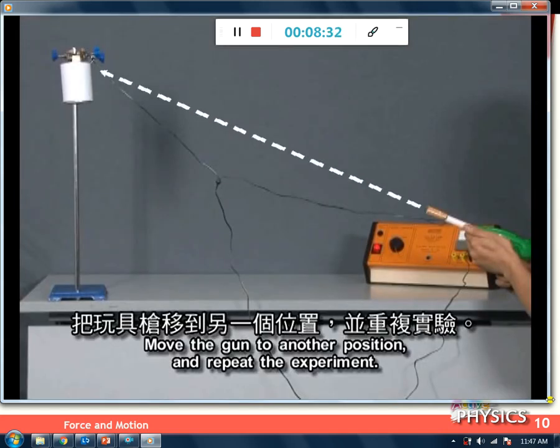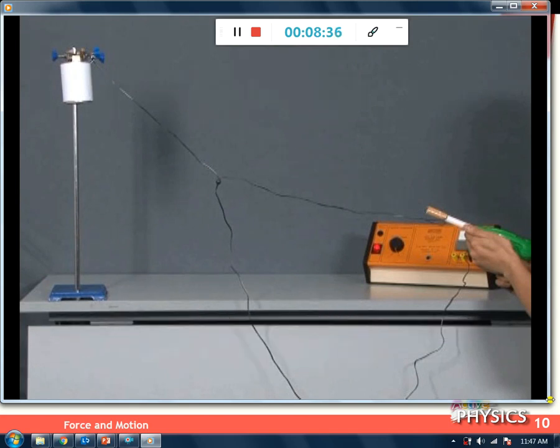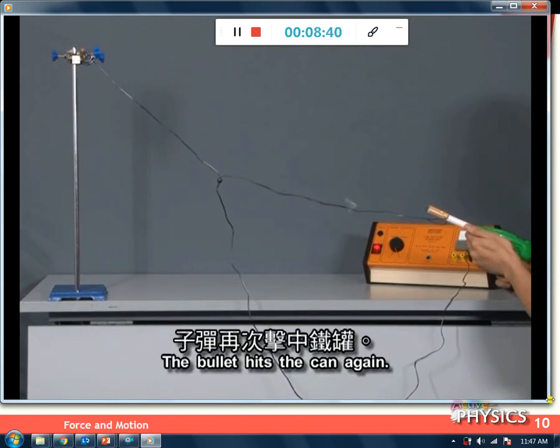Move the gun to another position and repeat the experiment. The bullet hits the can again.